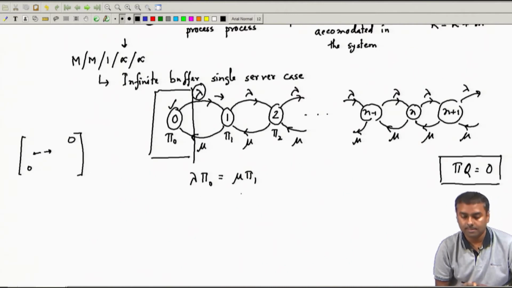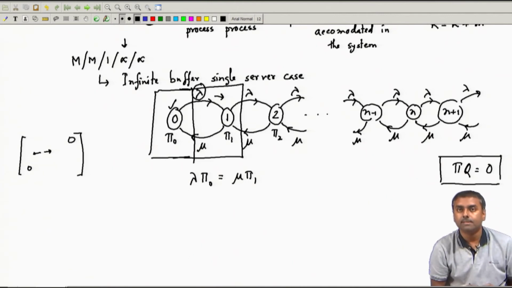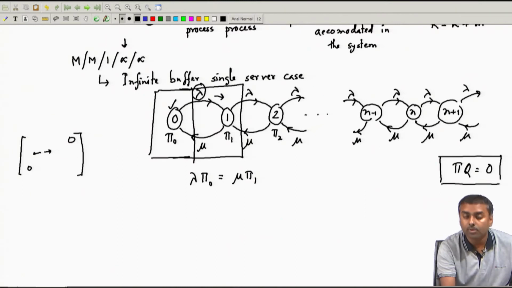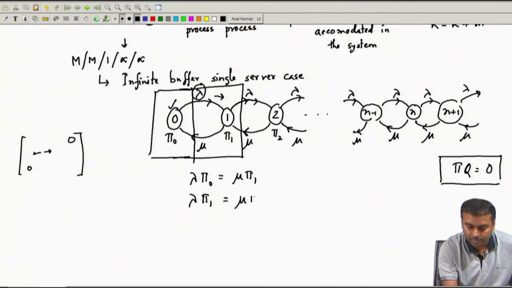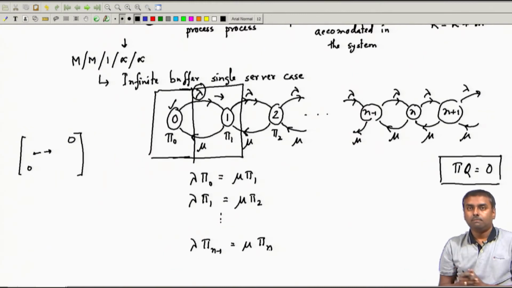Similarly, if I construct a system over here with a combined system state of 0 and 1, what is the outgoing rate? That should be this one, and the incoming rate should be this one. So again I can put lambda into pi 1 must be equal to mu into pi 2, and so on. So lambda into pi n minus 1 must be equal to mu into pi n. Like this you will be able to put a series of equations.